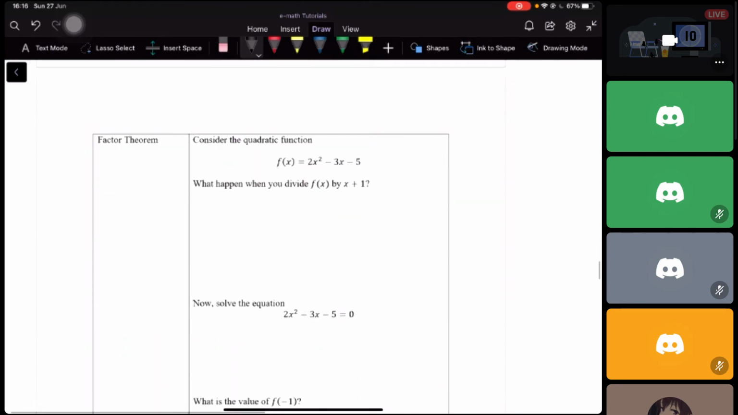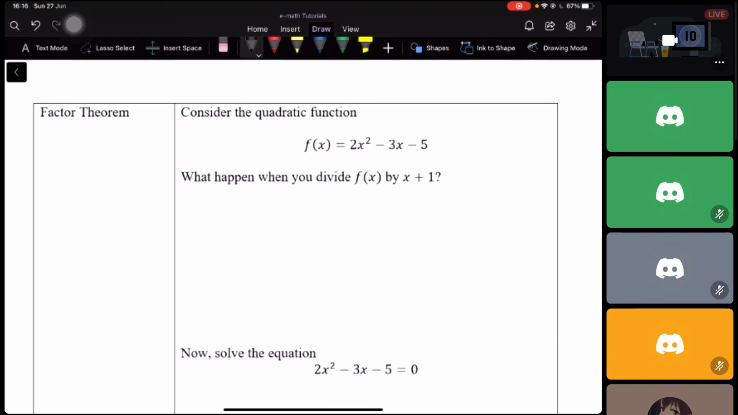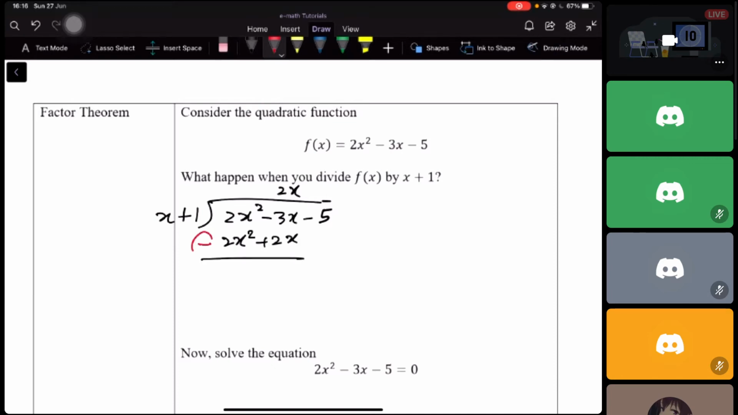Okay, and now we go to the factor theorem. The factor theorem is actually a special case of the remainder theorem, or you might also call it an extension of the remainder theorem. So first we consider a quadratic function, 2x squared minus 3x minus 5. What happens when you divide this function by x plus 1? Do you prefer long division or synthetic division? I think for this one we do long division. Divided by x plus 1. I need 2x squared, so I multiply by 2x: 2x squared plus 2x. What do I do? Minus. Negative 3 minus 2 is negative 5x, minus 5. And negative 5 times x plus 1 will give me negative 5x minus 5. Very nice. You see, I get a remainder of 0.